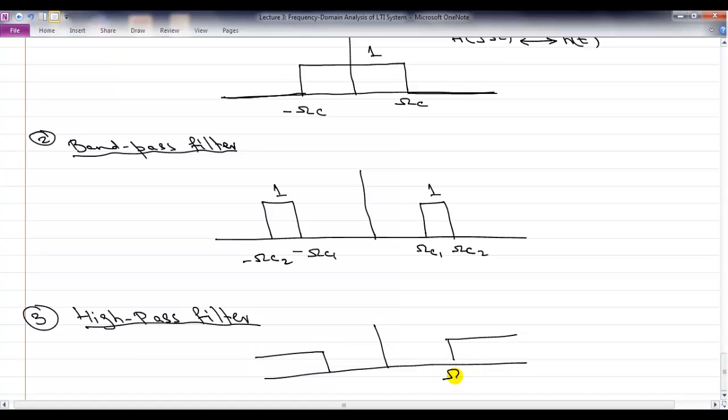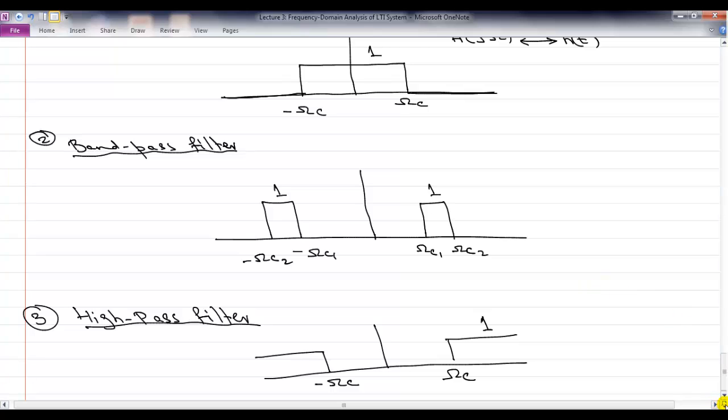Okay. It has still one parameter, omega c, but the difference between low pass and high pass is that if you say a low pass filter with 1 kilohertz cutoff, it means keep everything up to 1 kilohertz. If I say high pass filter with 1 kilohertz cutoff, it means keep everything above 1 kilohertz and kill everything below 1 kilohertz. Okay.